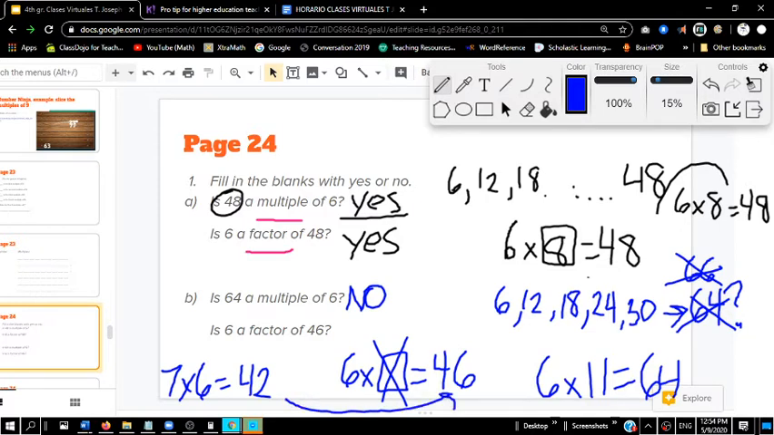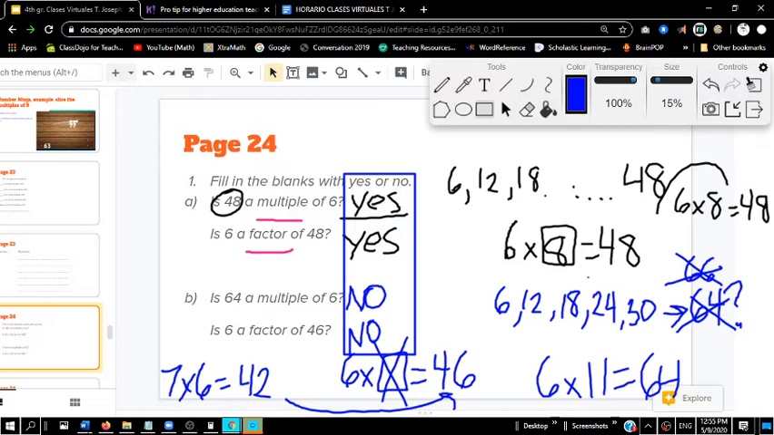I can go up a little bit more. 6 times 8 is 48, but that's not the same. None of those are the same, so no, that is not correct. Okay, so your answers should be right here. Yes, yes, no, no on page 24.